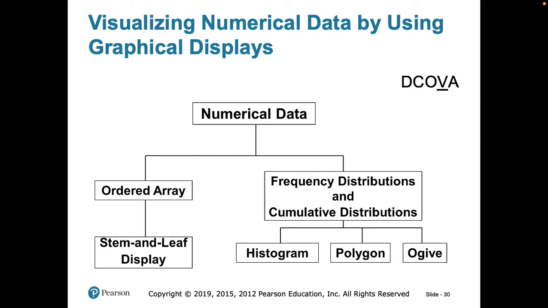Let's discuss how we visualize numerical data by using graphical displays. So you have your numerical data, right? And remember how we did the ordered array, and then we're going to talk about the stem and leaf display. And then you have your frequency distributions and your cumulative distribution, and you can use histograms, polygons, or the ogive to visualize the data.